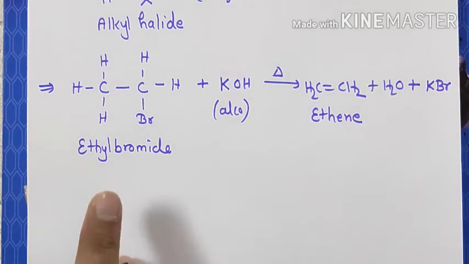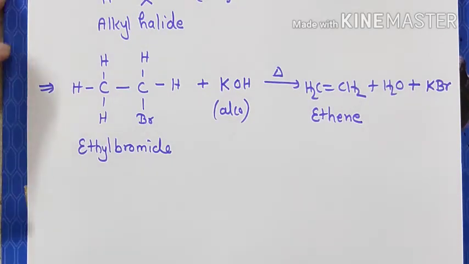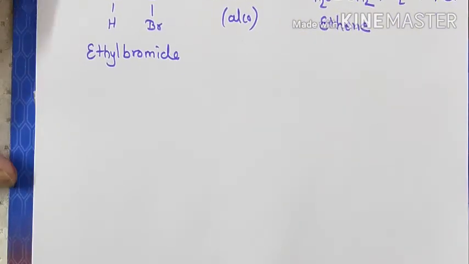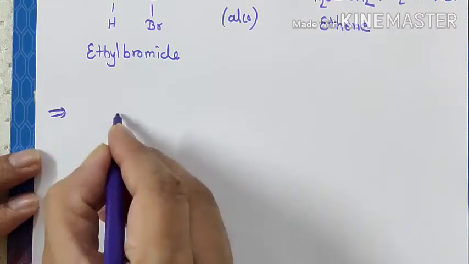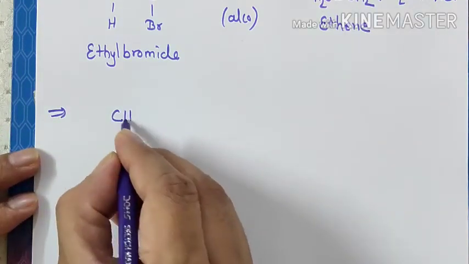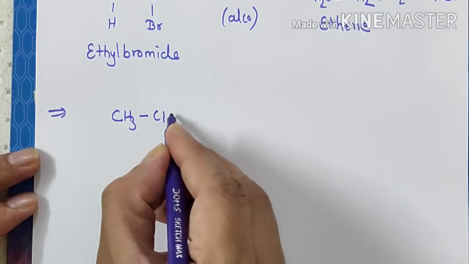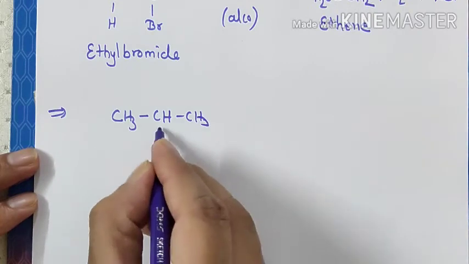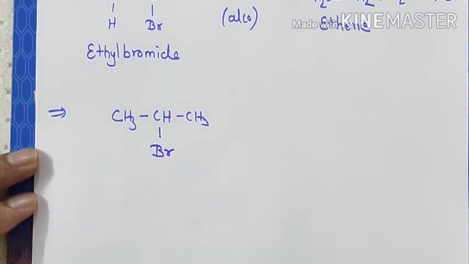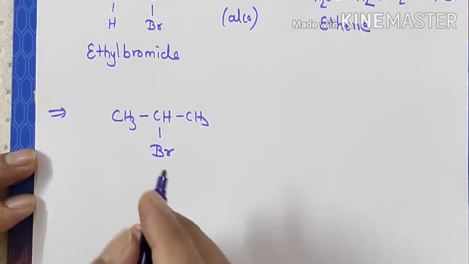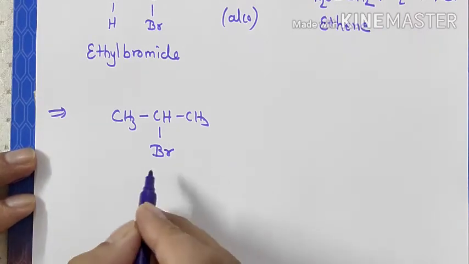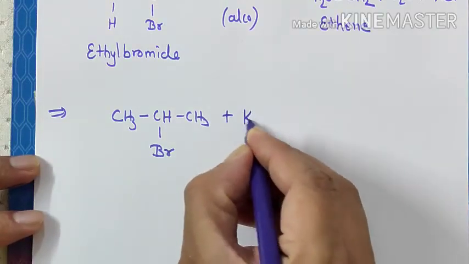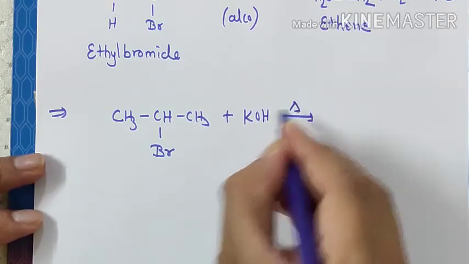Okay, and this is a 1 degree alkyl halide. What will happen if I take a 2 degree alkyl halide? Let's understand. Suppose I take CH3, CH3, and I take here Br. Okay, this is a 2 degree alkyl halide, isopropyl bromide, right? Again, treat this with alcoholic KOH. What will happen?